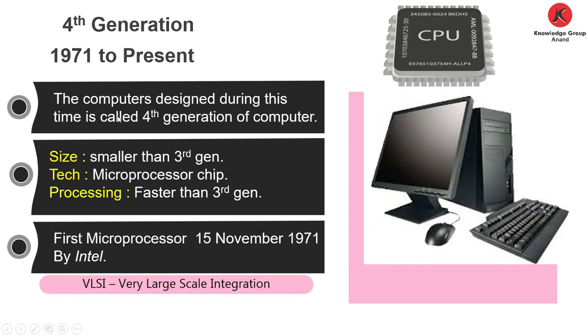Fourth generation. Currently we are using the fourth generation of the computer, smaller than the third generation. The microprocessor chip, you can see this is the microprocessor chip, is used inside the fourth generation of the computer. The first microprocessor was introduced on 15th November 1971 by the Intel company. It is also known as VLSI, very large scale integration.